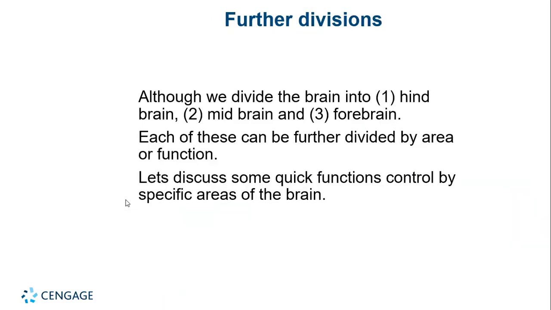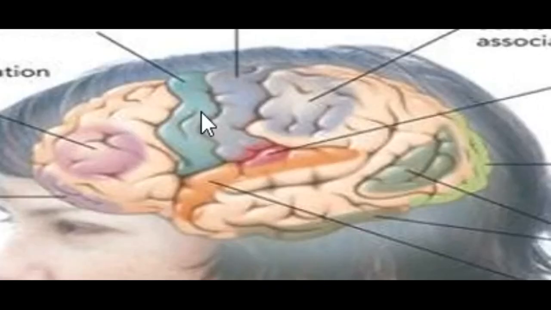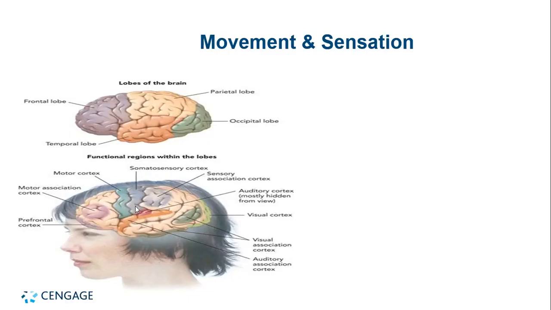All right. Now I want to talk about just a handful of smaller divisions of the brain. And so I want to talk here about your somatosensory cortex and your motor cortex. Your motor cortex is in your frontal lobe. You can see here is your motor cortex, and your somatosensory cortex is part of your parietal lobe. But these two parts of the brain work together to have movement and sensation work together.